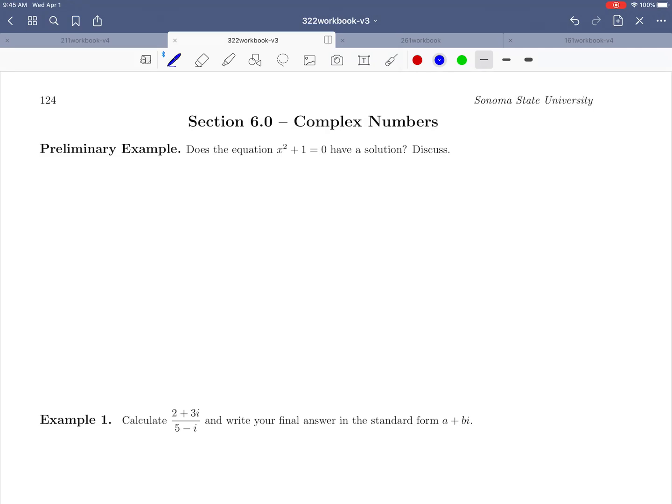Hello everybody, and welcome to the beginning of Chapter 6. We are looking at page 124 in our workbook, and this is an introduction to complex numbers, which are going to play a role in this last chapter of our course.